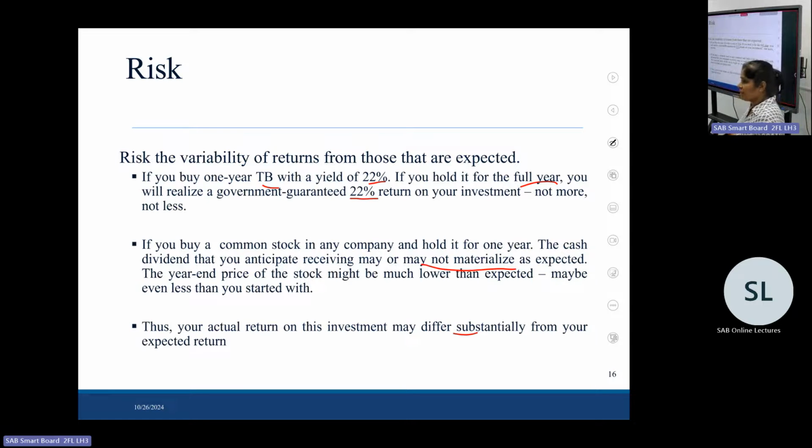So how to measure risk? Again, we are using statistical properties: standard deviation, variance, covariance, coefficient of variation. So we have to use these.